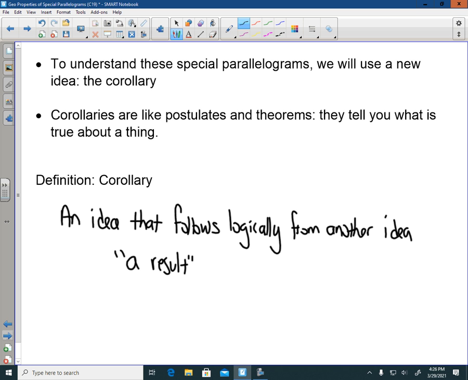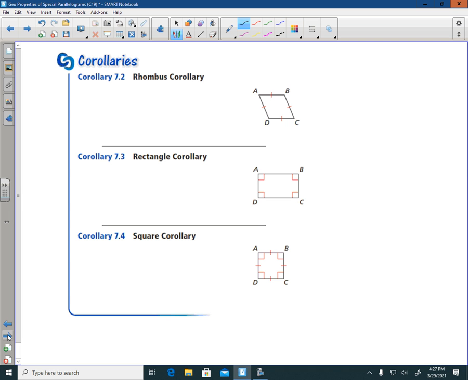There are subtle differences, but I didn't want you to get confused by the language because we're going to be talking about the rhombus corollary, the rectangle corollary, and the square corollary. And you're going to use them no differently than you would use a postulate or a theorem. They're just called corollaries, and I didn't want you to get confused. Now, the thing that's cool about these three corollaries is that they are very much like the definitions we just talked about. Here's what I mean.